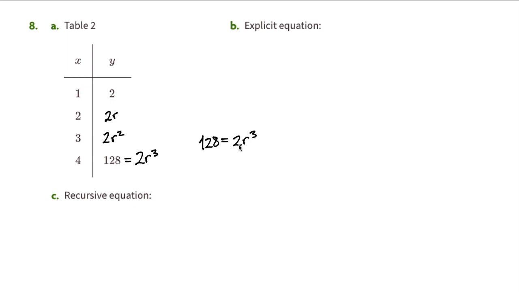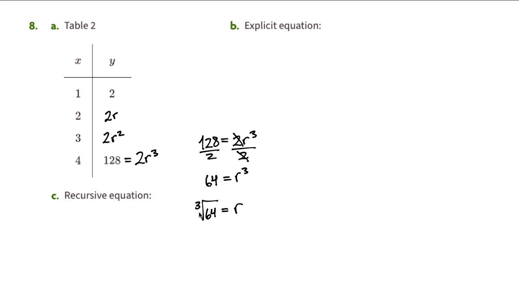Well, now I'm going to solve for r. We can divide both sides by 2 to get rid of this 2 right here. And that gives us 64 is equal to r cubed. Now I need to get rid of an exponent. And the opposite of an exponent, or the inverse operation, is a root. And so we're going to do the third root, or the cube root, of both sides here. So the cube root of 64 is equal to r.